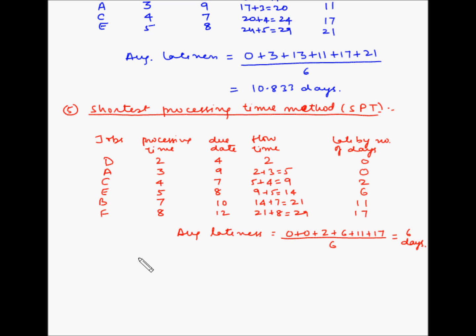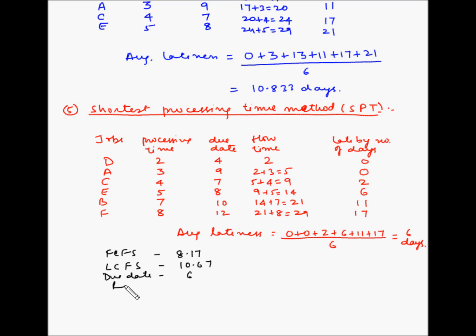Now let us find out which job is the best for us in terms of average lateness. So the first method, which is FCFS, had an average lateness of 8.17 days. The second one, which is LCFS, has the average lateness of 10.67 days. The third, which is due date, had an average lateness of 6 days.